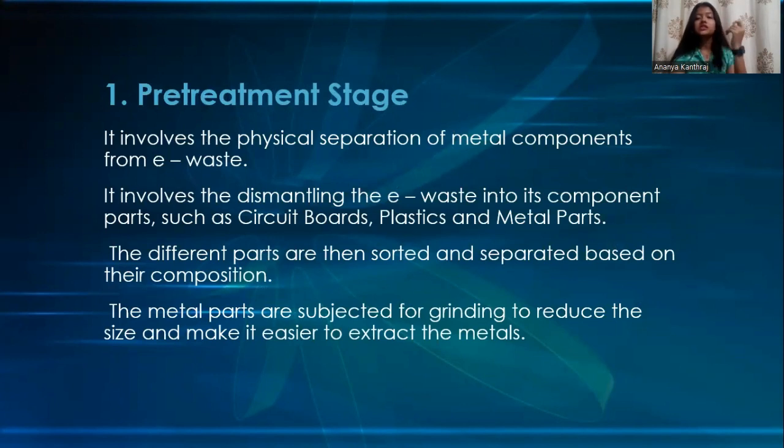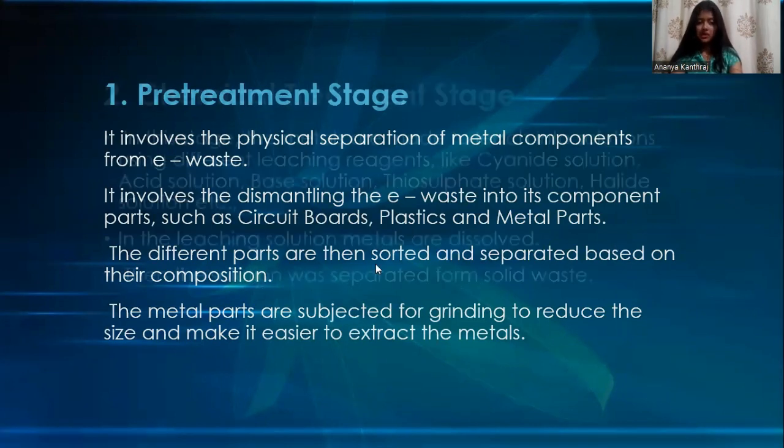It involves the physical separation of metal components from e-waste. It involves dismantling the e-waste into its component parts, such as circuit boards, plastics, and metal parts. The different parts are then sorted and separated based on composition. And the metal parts are subjected to grinding to reduce the size and make it easier to extract the metals.